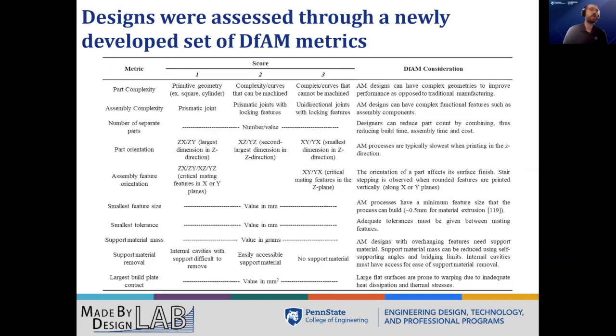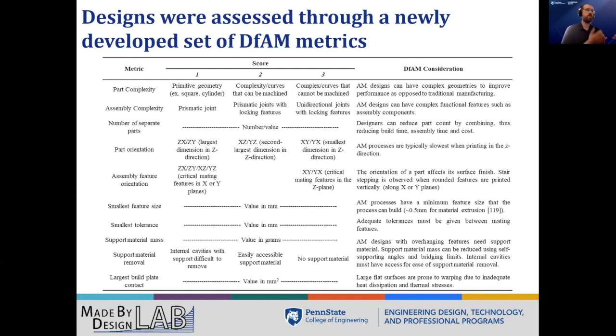So to assess the actual designs that they came up with in terms of how they used design for additive manufacturing, we developed a new set of design for additive metrics that are sort of tailored towards this wind turbine design problem. So this allows us to score things like the part complexity, the assembly complexity of the geometry, the number of separate parts, sort of on the opportunistic side, but then even on the restrictive side, things like what are the smallest feature sizes that they use, what are the tolerances, how much support material is used in mass.